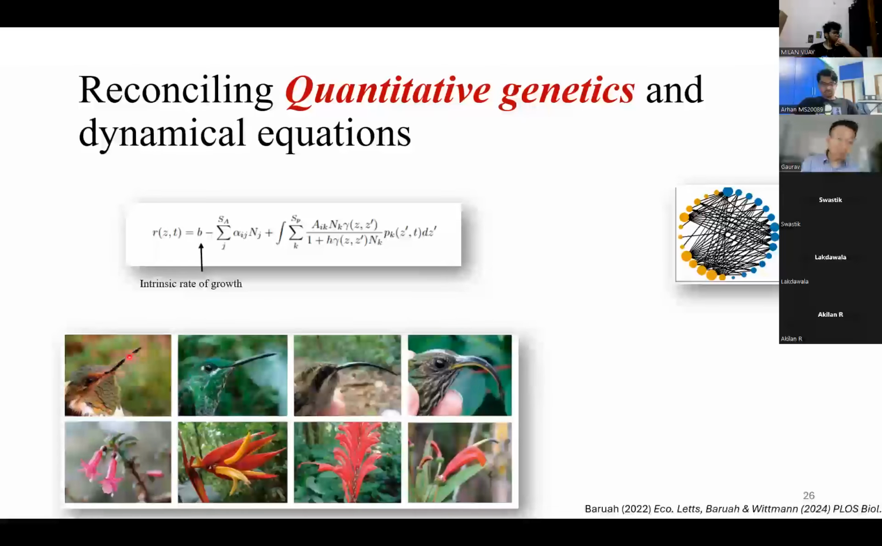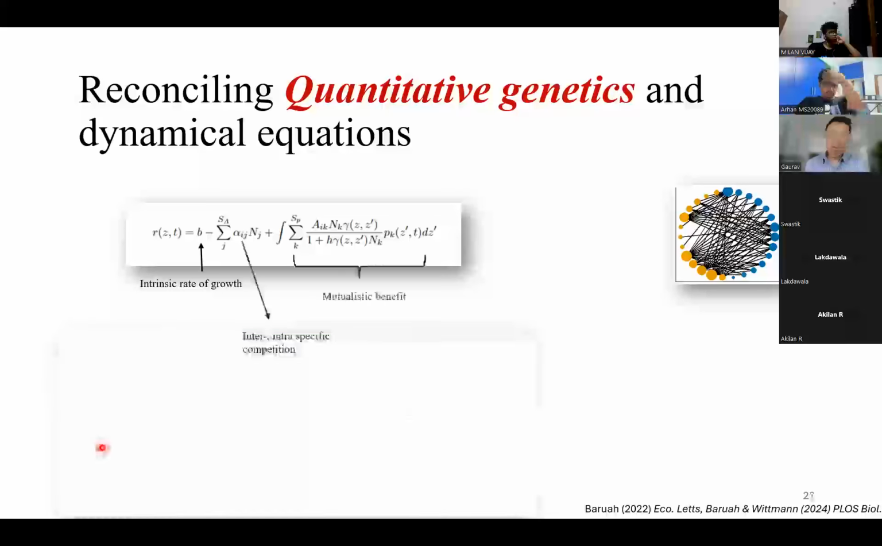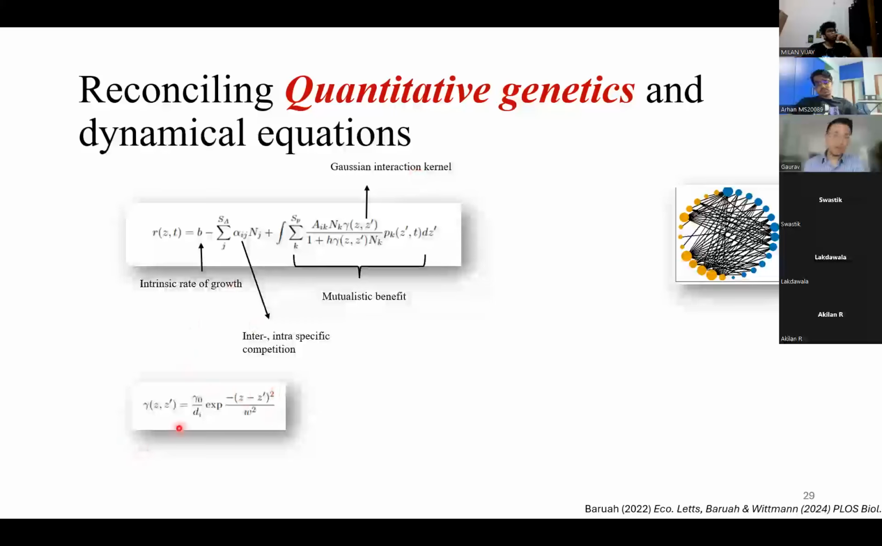However, if this particular phenotype matches the plant phenotype, which is the corolla depth of this flower, because they're matching, they would have a higher successful mutualistic benefit from such an interaction. And this is given by what we typically call a Gaussian interaction curve, which is simply a Gaussian. So Z is the phenotype of a pollinator, Z dash is the phenotype of a plant individual.